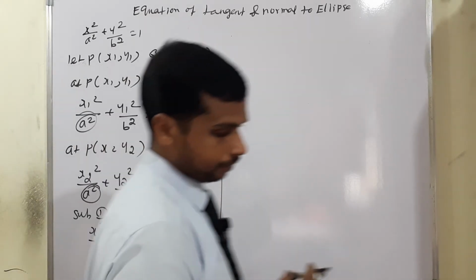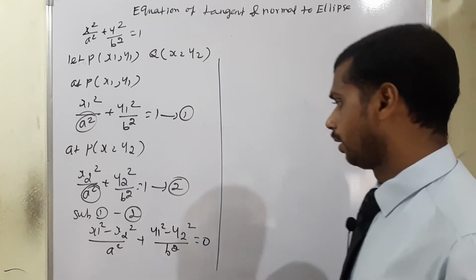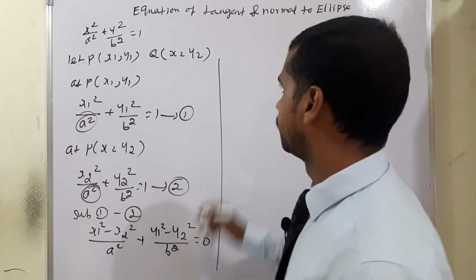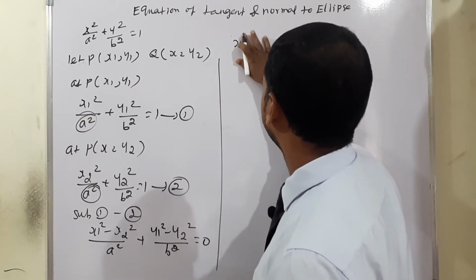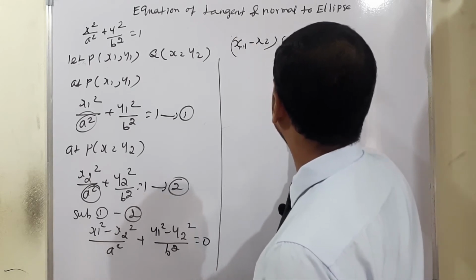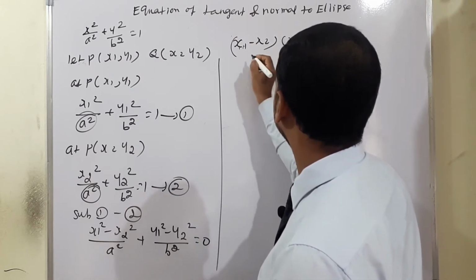So next line, a square minus b square means a minus b into a plus b. So we can write it x1 minus x2 into x1 plus x2.